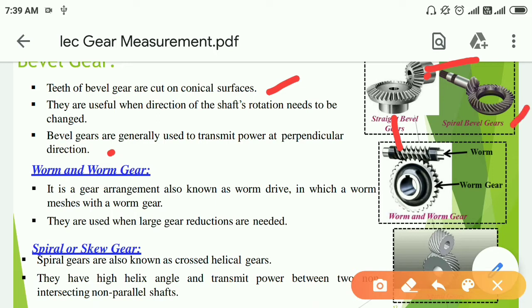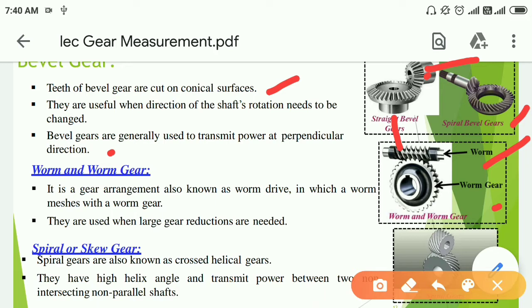Worm and worm gear. It is a gear arrangement also known as worm drive, in which a worm meshes with a worm gear. They are used when large gear reductions are needed. Here the figure shows worm gear and worm.